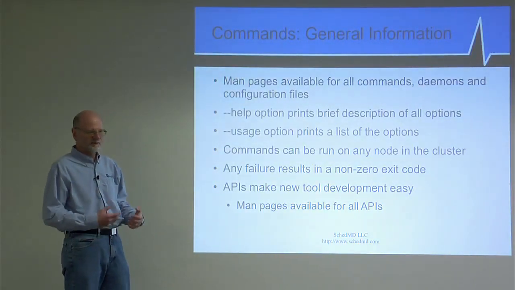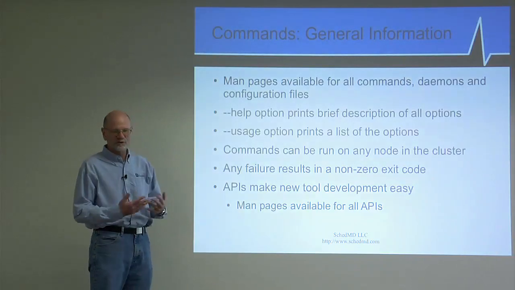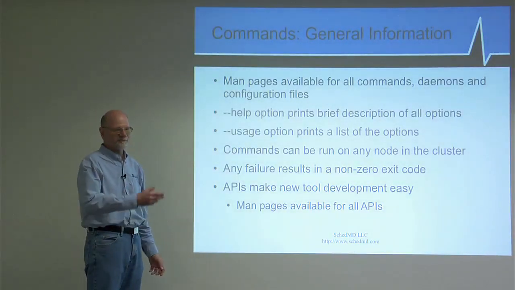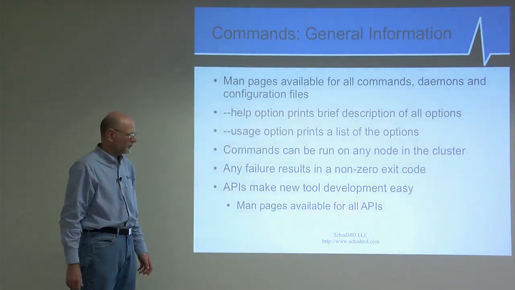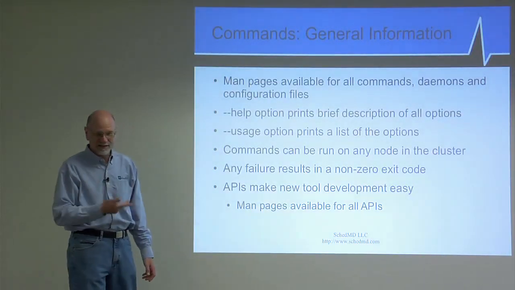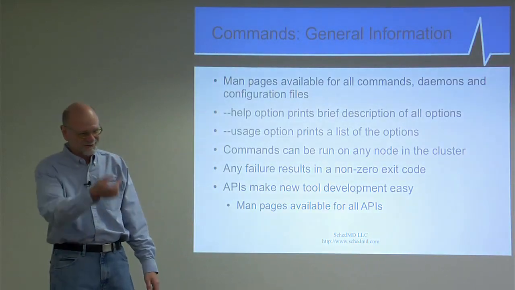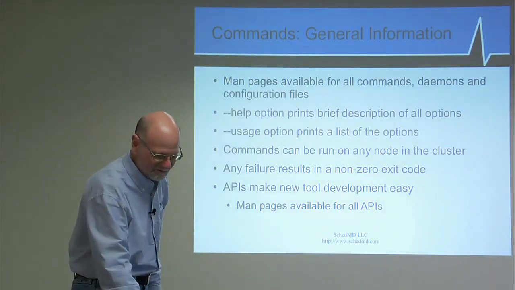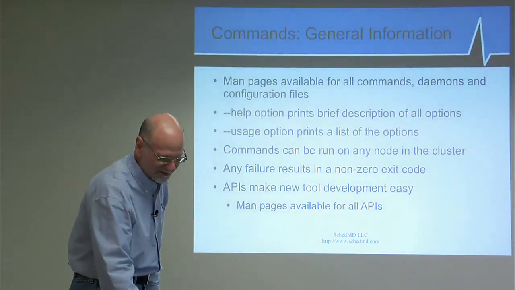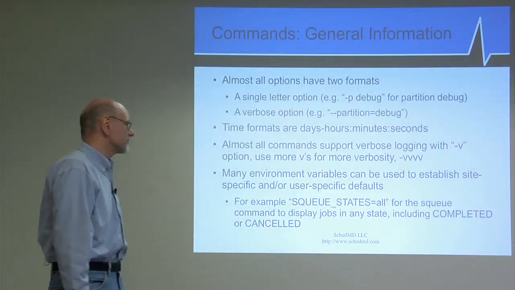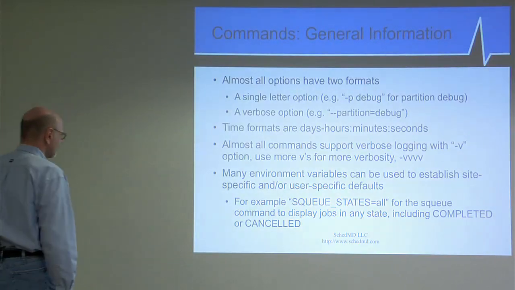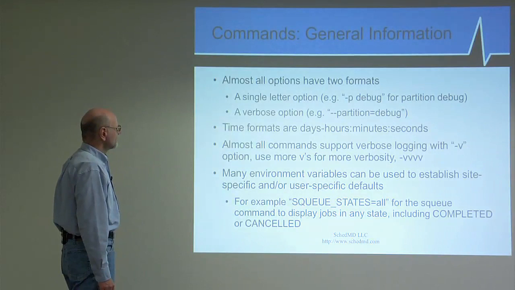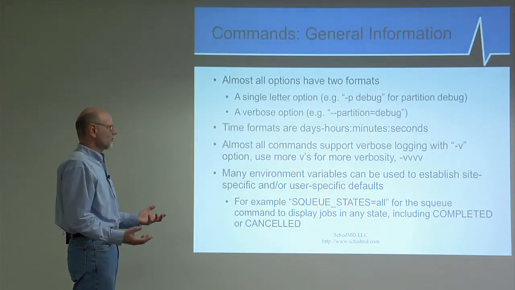So if you want to develop your own version of a tool to look at accounting records and fish out whatever type of information you want, or submit a job. Actually, somebody in China just recently submitted a problem where there was a bug in one of the Slurm APIs related to job submission with certain options. And there are man pages available for all of the APIs too.